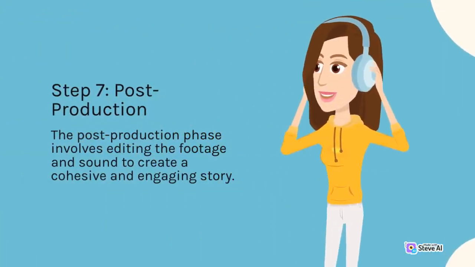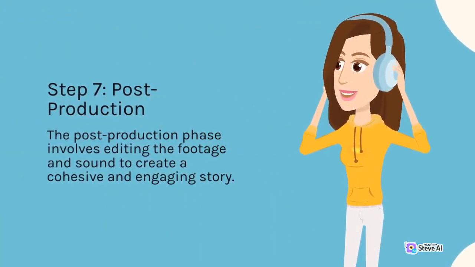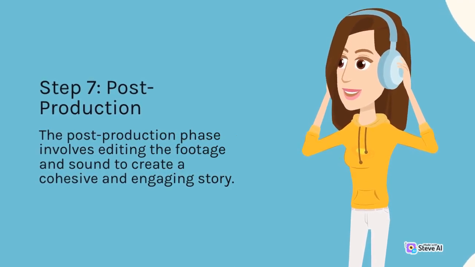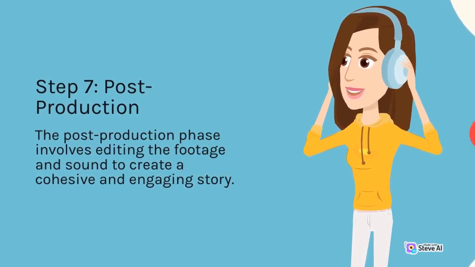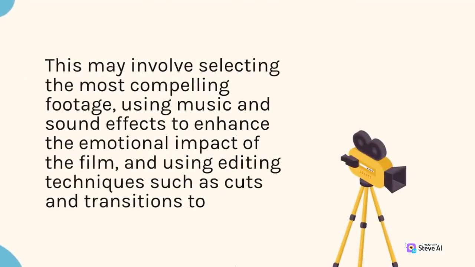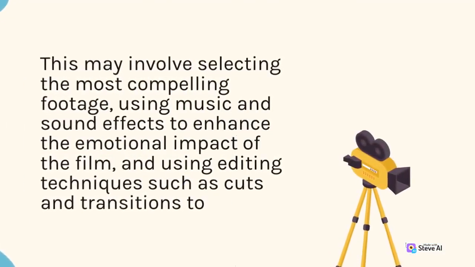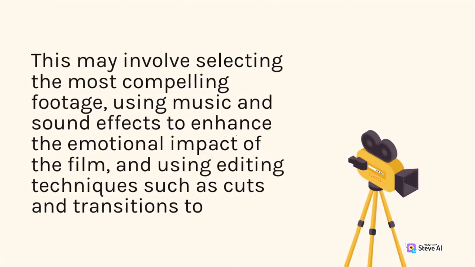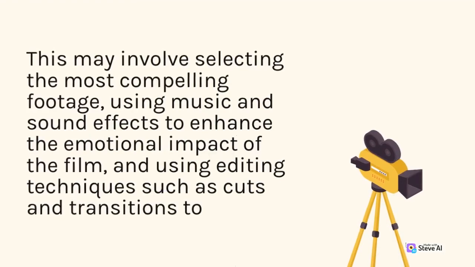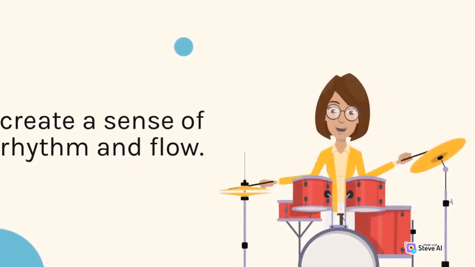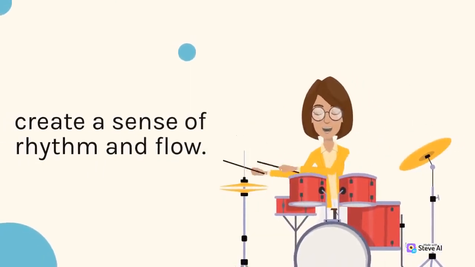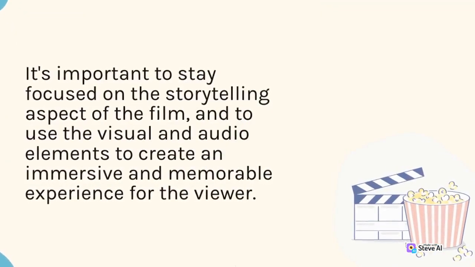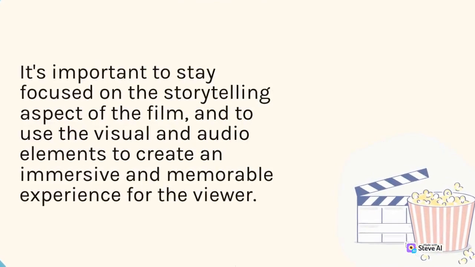Step 7. Post-production. The post-production phase involves editing the footage and sound to create a cohesive and engaging story. This may involve selecting the most compelling footage, using music and sound effects to enhance the emotional impact of the film, and using editing techniques such as cuts and transitions to create a sense of rhythm and flow. It's important to stay focused on the storytelling aspect of the film, and to use the visual and audio elements to create an immersive and memorable experience.